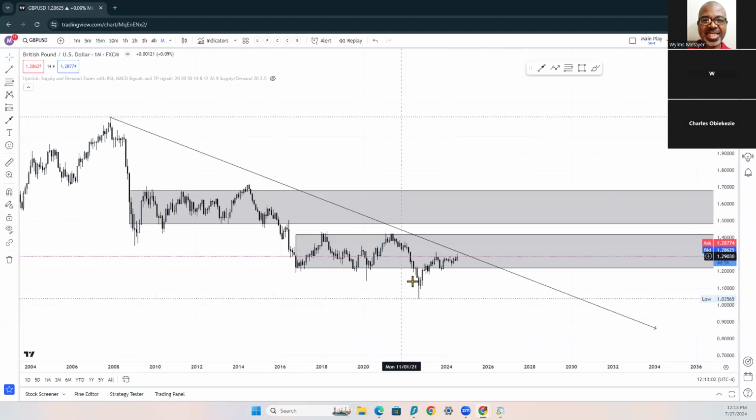Now, since we know this, we're going to be looking for sells. Okay. We're not going to buy the market for it to go up. We're going to look for an opportunity to put a sell order in to see if the market's going to go lower than this low.